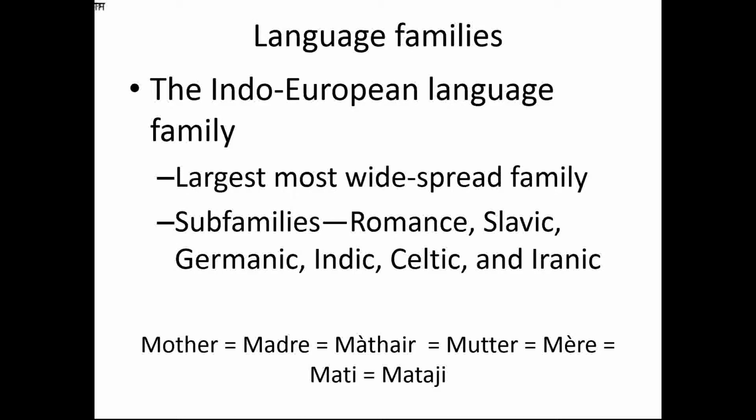Okay. So looking at language families. A language family is a large group of similar languages and language groups that come from the same root. So the Indo-European language family refers to a bunch of languages that all come from the same root. The Indo-European family is the largest and most widespread in terms of geographical area as well as in terms of numbers of speakers. It is divided into a variety of subfamilies: Romance, Slavic, Germanic, etc. These just refer to groups of similar languages.